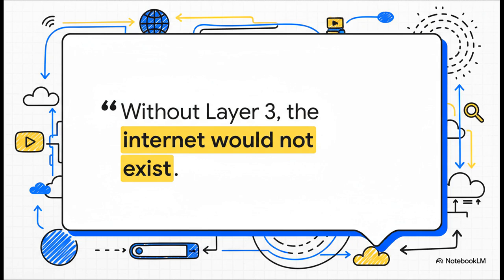I mean, this quote really says it all. It's not an exaggeration. Without this system of logical addressing and routing, all our networks would just be isolated little islands. There'd be no way to connect them. No Google, no Netflix, nothing. Layer 3 is the very blueprint of the internet.